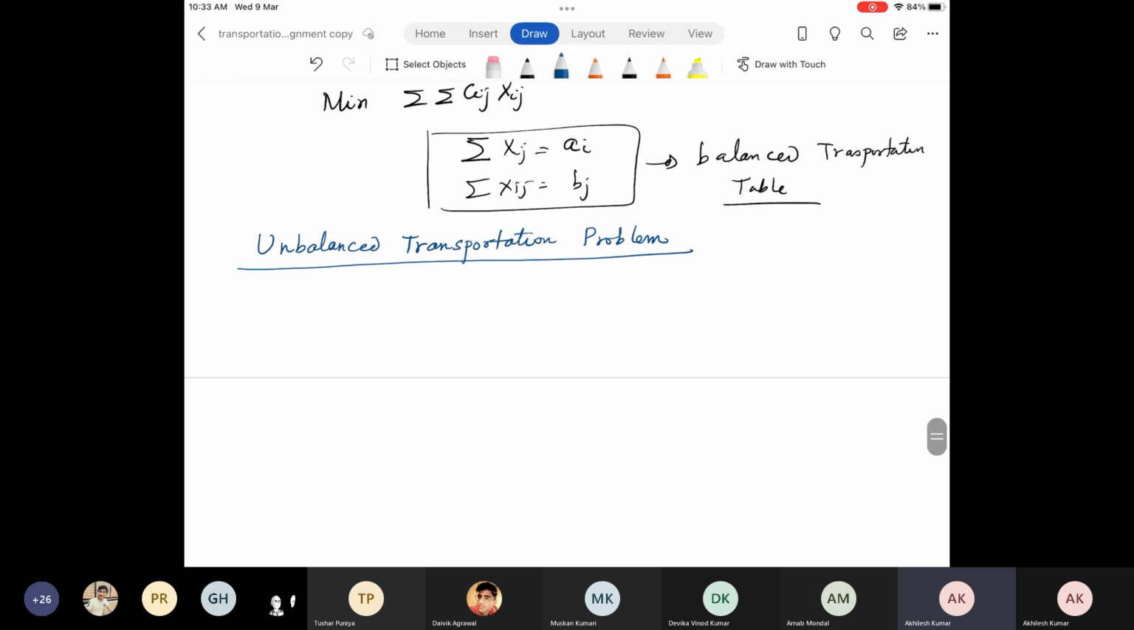So there are two cases possible in which you will have an unbalanced transportation. First could be supply is less than demand. Second case could be demand is less than supply.